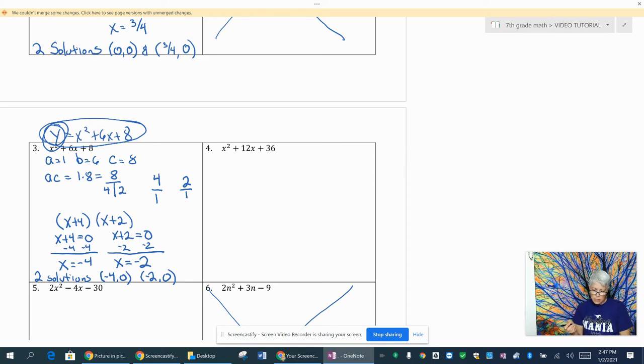If I look at the next one here, I see a perfect square here. Remember that?